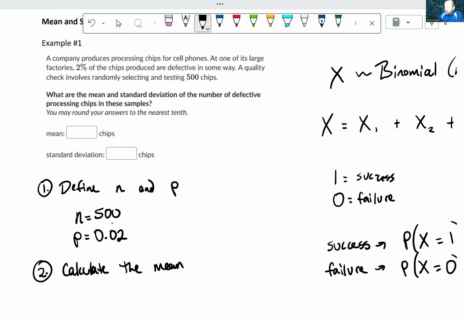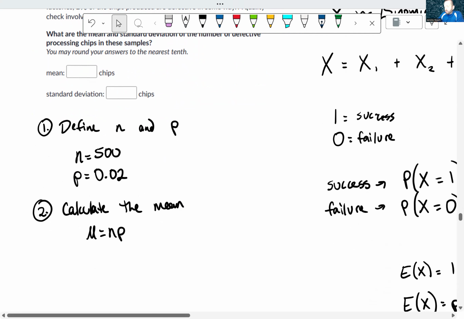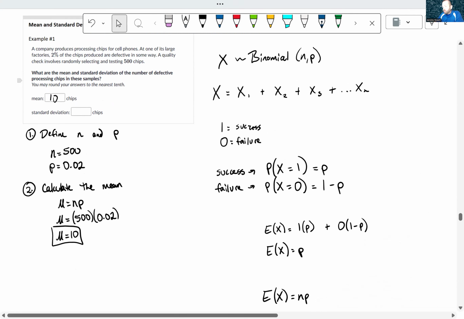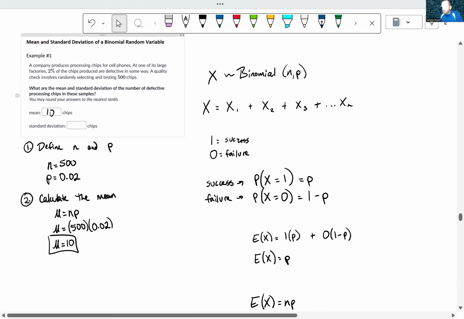And the mean is equal to np. So just 500 times 0.02. And that's going to give us our mean. And so our mean is going to be 10. So the average number of chips, or the mean chips that are defective, would be 10. And again, this formula only works because we're talking about binomial random variables. So it's either defective or it's not defective in this specific case.